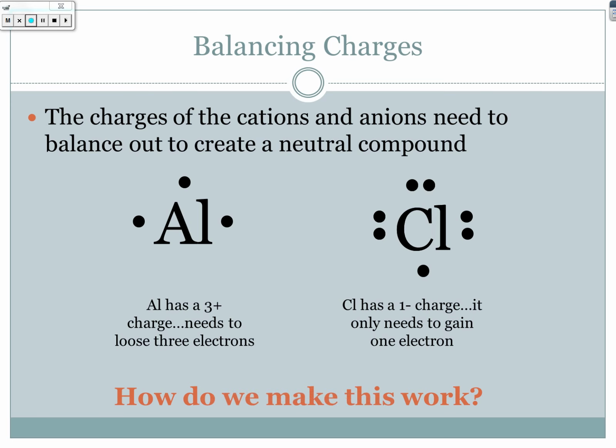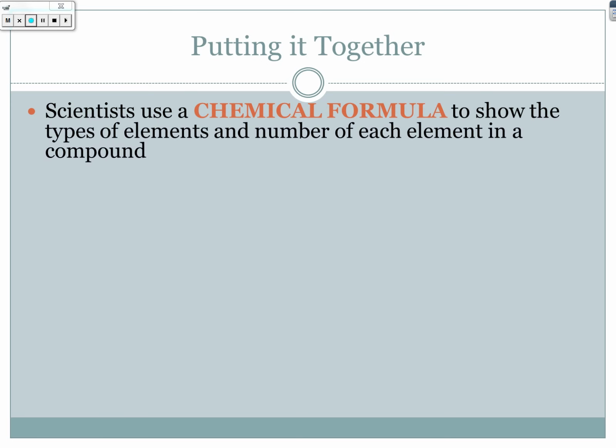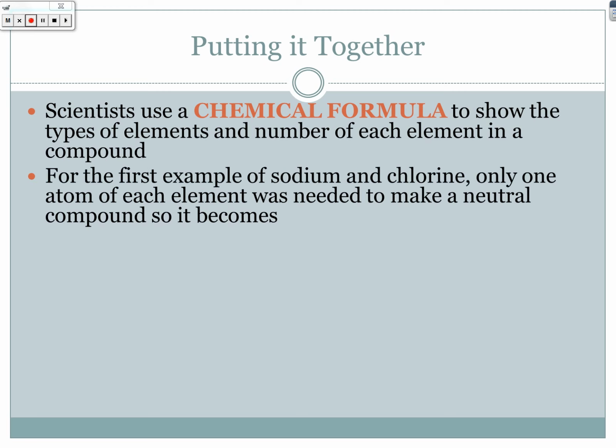So how do we make this work? And the way that we do this is by using something called chemical formula. And so scientists use chemical formula to show the types of elements and the number of each element in a compound. So as we saw 2 slides ago, since aluminum is a 3+, it needs to lose 3 electrons. It would require 3 chlorine minuses to donate 1 electron each to.